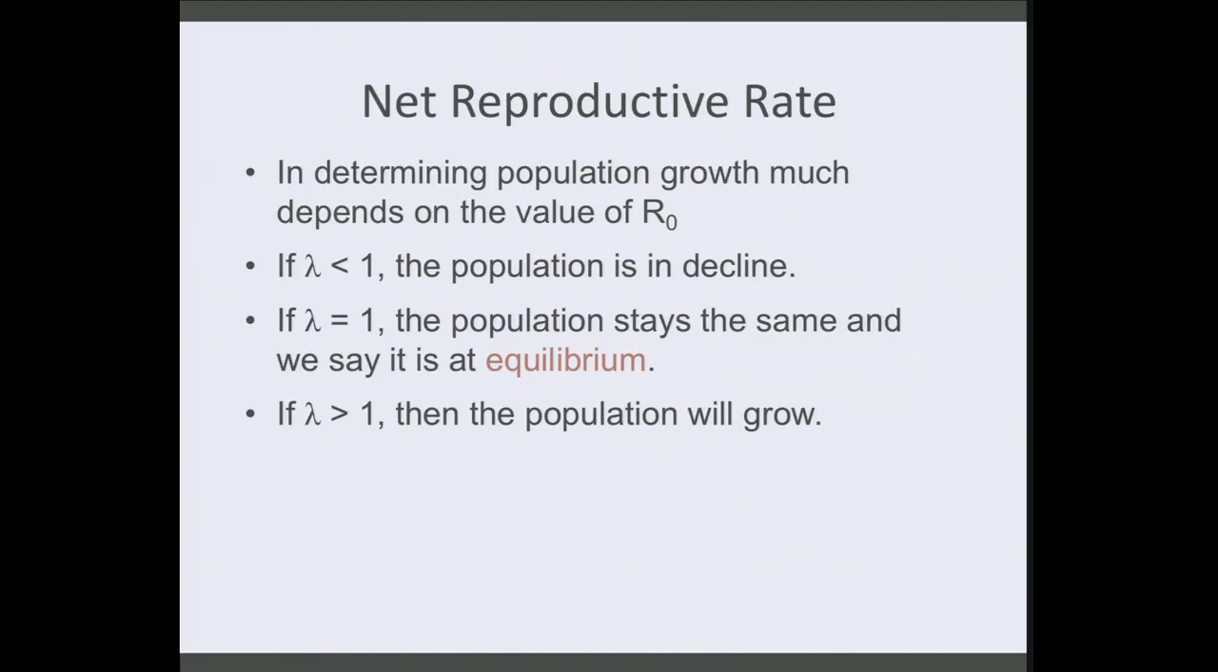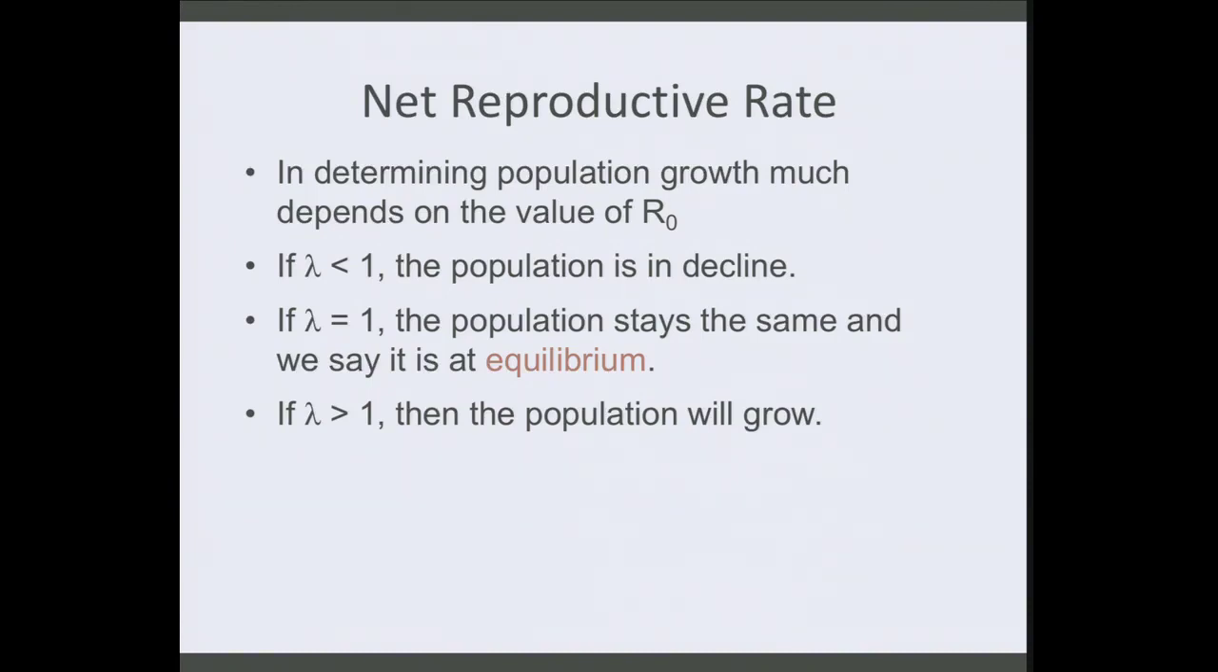Okay? If lambda was equal to 1, the population would be at equilibrium. That means on average each female has 1 female offspring. She's replacing herself. But if lambda had been above 1, that would mean that the population was growing. Right? So she's having more female offspring than 1. That means that she is producing more than enough to replace herself. So the population will grow over time.